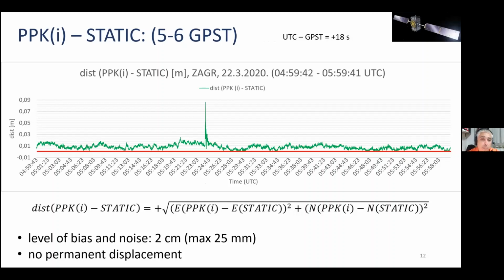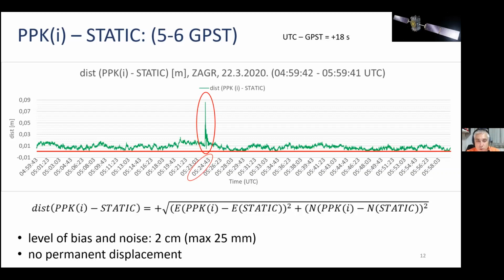The reference one being static, marked with the horizontal red line. So all these distances are calculated upon this formula. And of course, we can see that approximately at the instant when the earthquake occurred, there is a spike. This spike is due to the earthquake.